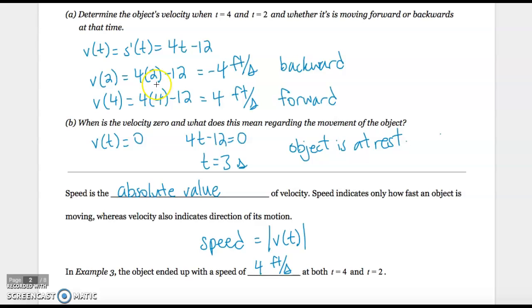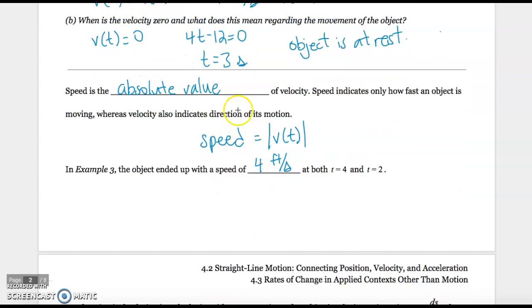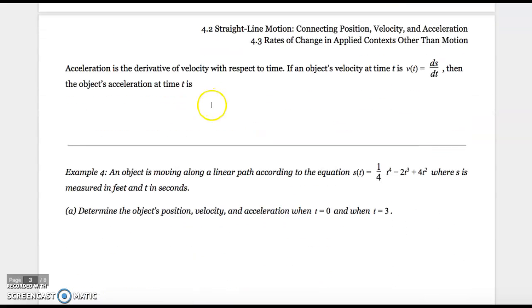And that makes sense because at 2 seconds you were traveling at 4 feet per second, but you were just traveling backward, or the object was. And then at 4 seconds the object was traveling forward at 4 feet per second, but either way my speed was 4, it's just whether the object was traveling backward or forward. So that's how speed is related to velocity.